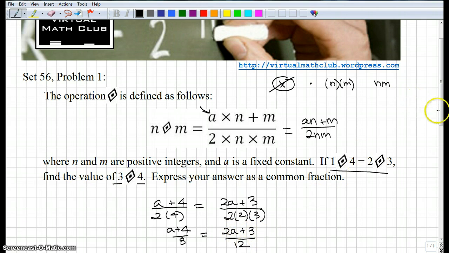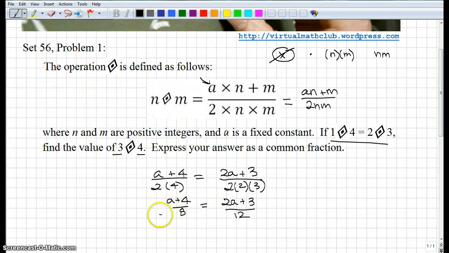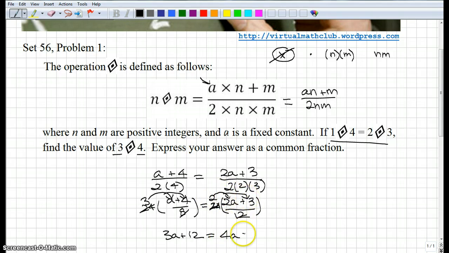Alright, well, let's get rid of the fractions. So I'm going to multiply everything by 24. That looks like it's the least common multiple of both of them. So I'm just going to multiply everything here by 24 and everything here by 24. And so that'll give me 3 times (a plus 4). Now what I did here is, I'm skipping steps here, but I divide 24 by 8 and I get 3. And then I'm just distributing the 3 inside the parentheses. Okay? So 3a plus 12 is equal to, now I divide 24 by 12 and I just get 2. So now let's distribute the 2 inside the parentheses. So that gives me 4a plus 6.